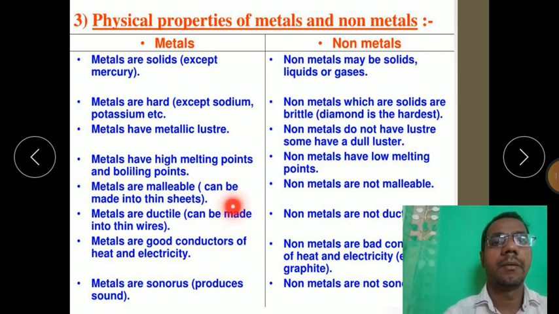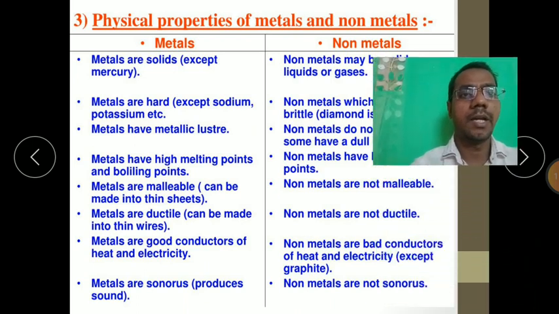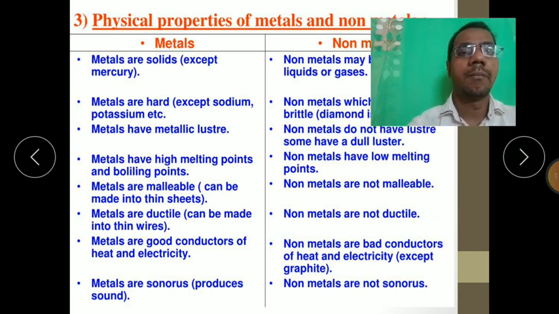The next, metals are ductile. What is meant by ductile? Ductile means they can be made into thin wires. Malleable means they can be made into thin sheets, but ductile means they can be made into thin wires. So metals are ductile, but non-metals are non-ductile. It means they cannot be made into thin wires, just as they cannot be made into thin sheets.